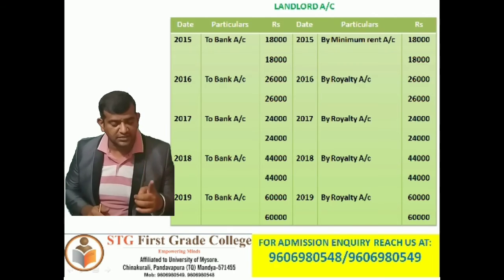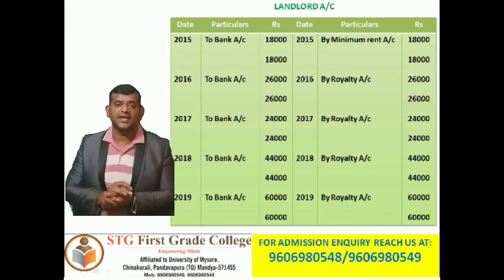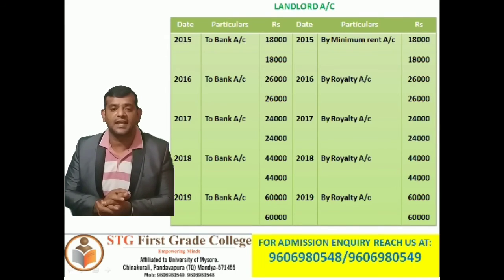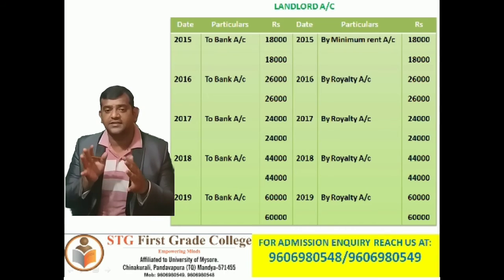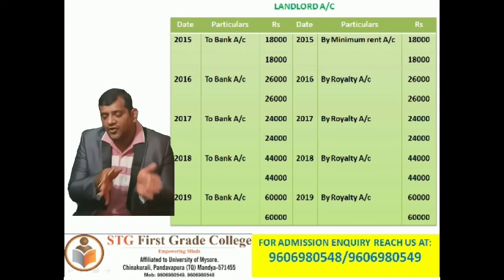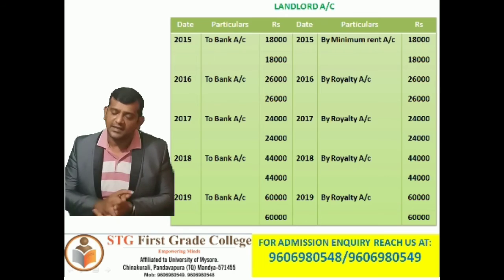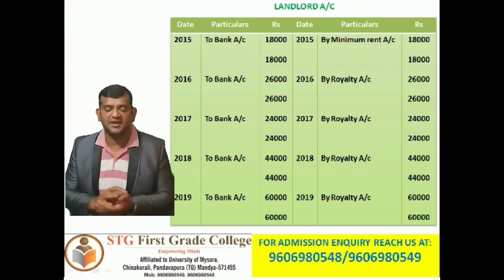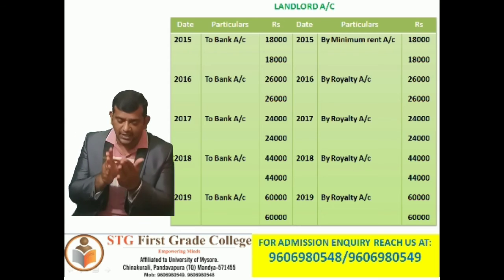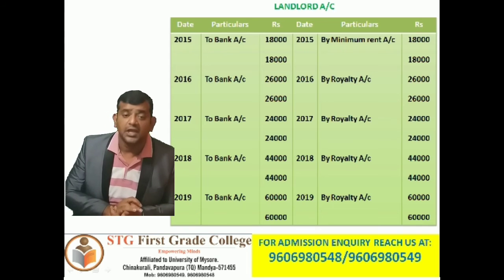Even though from the third year onwards the minimum rent was 40,000, since there was a strike in that year, and as per the agreement adjustment, the agreement provides that all the obligations will be cleared by the actual royalty. So whatever royalty has been generated, that only clears all the obligations of minimum rent, he said. So that is why to bank account 24,000 by royalty account 24,000, both the side total 24,000 and 24,000.